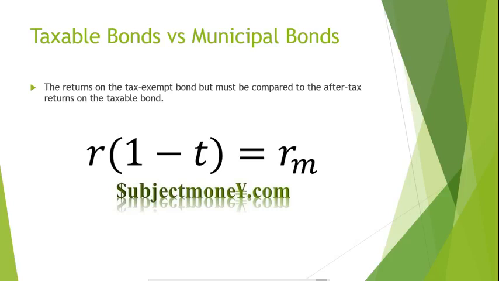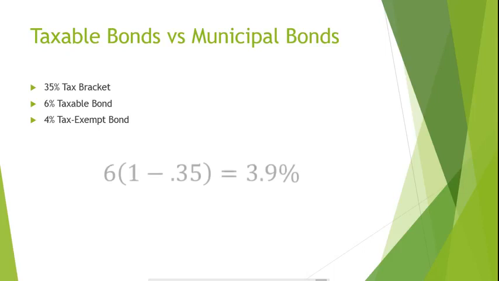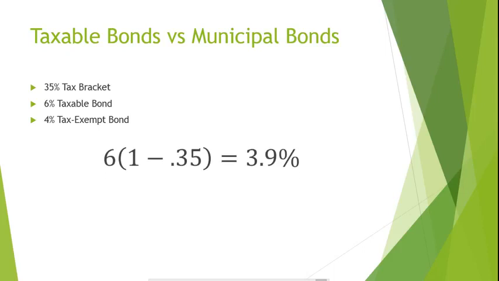Now let's try an example. Suppose your tax bracket is 35%. Would you prefer to earn a 6% taxable return or a 4% non-taxable return? All that we need to do is solve for the after-tax return of the taxable security. We do this by using the formula that you learned in this lesson.